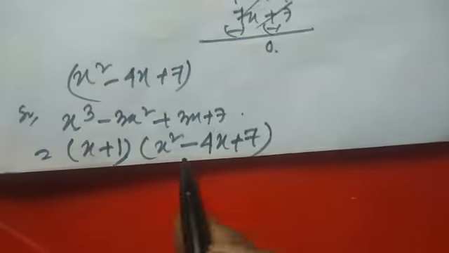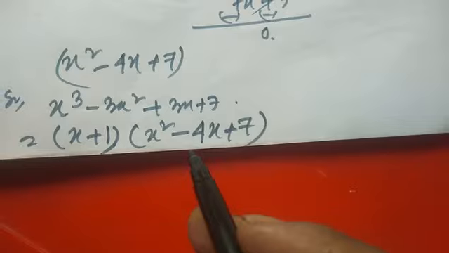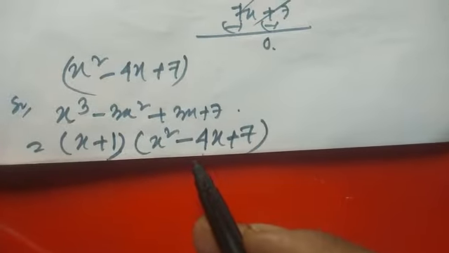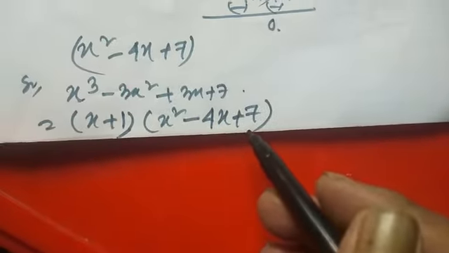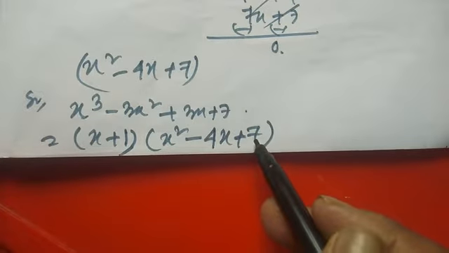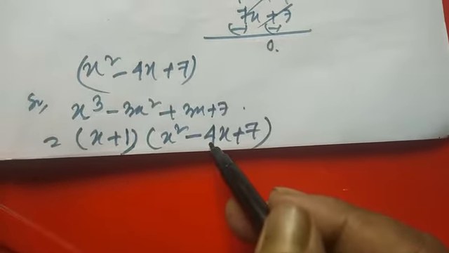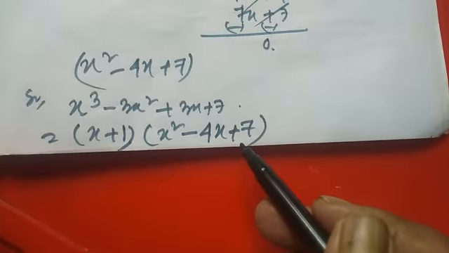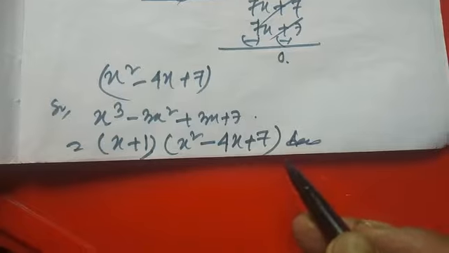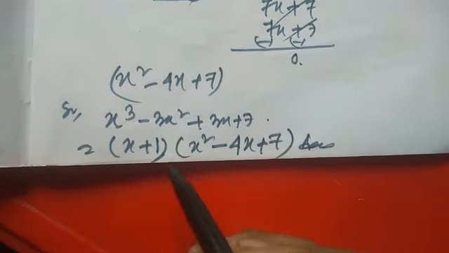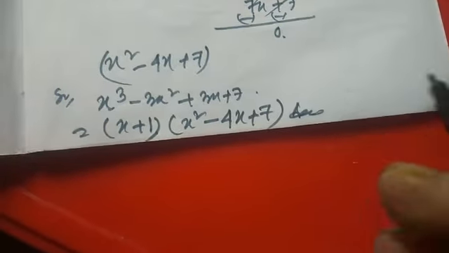Sometimes this expression can be further factorized by middle term factorization. If you do middle term factorization, we will get two more factors, although here it is not coming. 7 cannot be split as 4. 7 ones are 7. 7 cannot be split as 4. So we cannot do the further process. So this is all about the zero method.